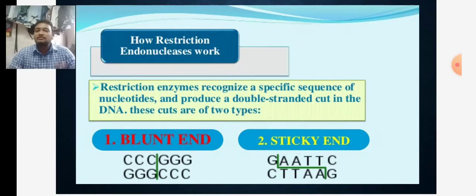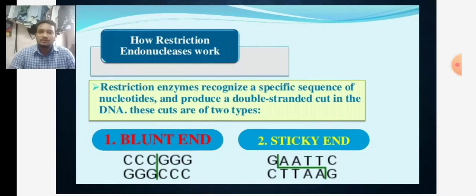What is a blunt end? You are observing in this figure, a blunt end means it cuts, producing the same type of cleavage in both strands. In sticky ends, an overhang type of cleavage occurs. You can see in this slide, that is cohesive ends. Sticky ends are also known as cohesive ends. And another thing is that sticky ends generate palindromic sequences.